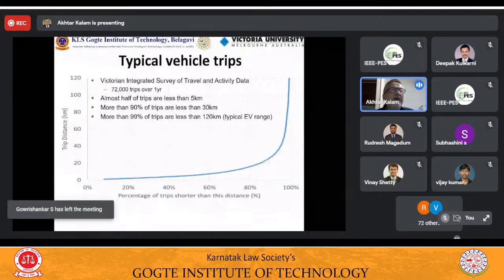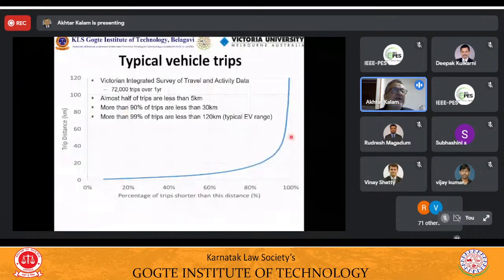Now, if you look at 72,000 trips over 1 year, half of our trips are less than 5 kilometers, and 90% of our trips are less than 30 kilometers. And more than 99% of the trips are less than 120 kilometers. And I told you, the range is up to 160 kilometers. So this is well within the range of an electric vehicle.